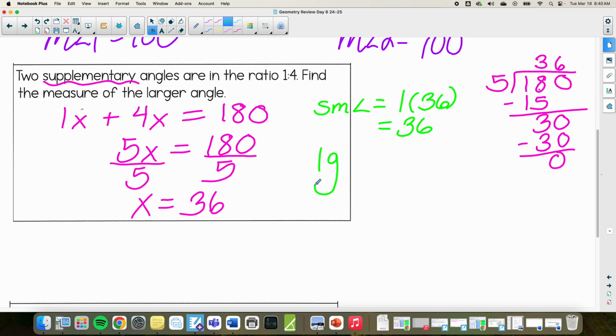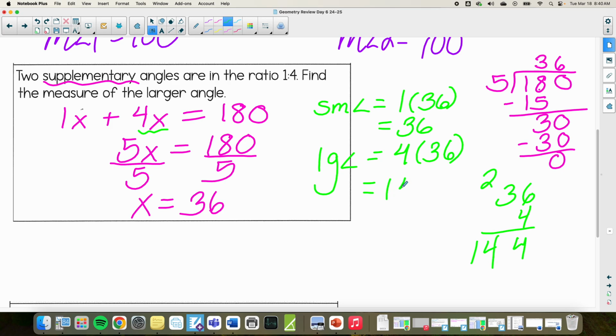My larger angle is going to be the 4 times x, so it'd be 4 times 36, which would be, if you can't do that in your head, you would actually go 36 times 4, 6 times 4 is 24, so with the 4, carry the 2. 4 times 3 is 12, plus 2 is 14. Okay, so that would be 144. That is your large angle.